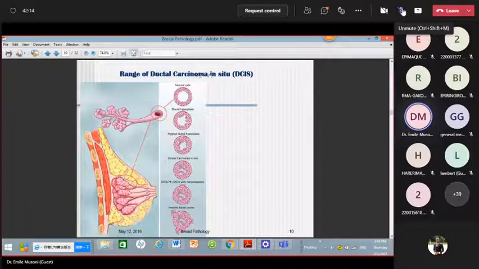This is the range of ductal carcinoma in situ. You see the normal cells, ductal hyperplasia, atypical hyperplasia, ductal carcinoma in situ, ductal carcinoma with microinvasion, and invasive ductal carcinoma. In our daily practice, the challenge is to differentiate atypical hyperplasia, ductal carcinoma in situ, and ductal carcinoma in situ with microinvasion. This is a big challenge on the microscope. Even clinically, they are similar.